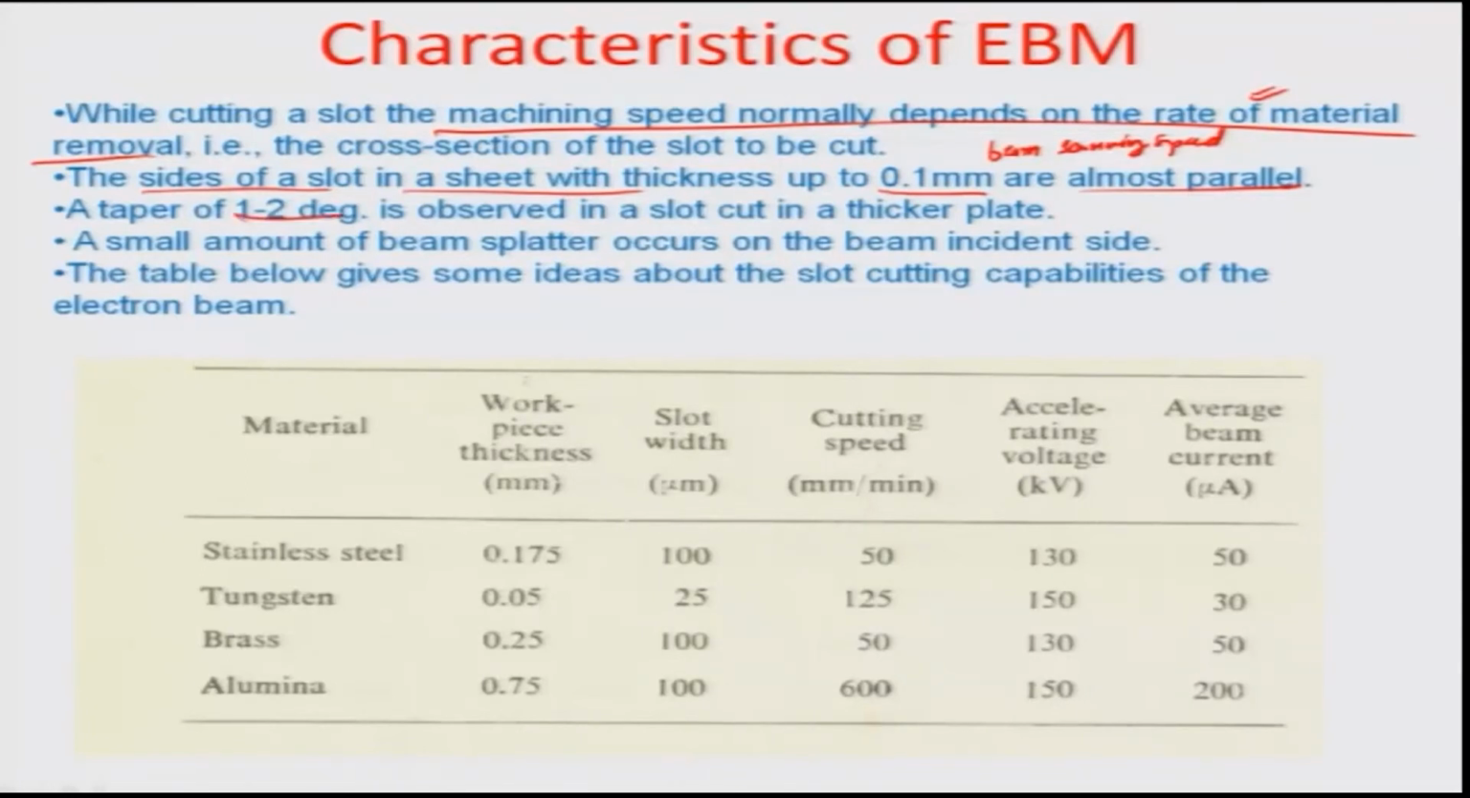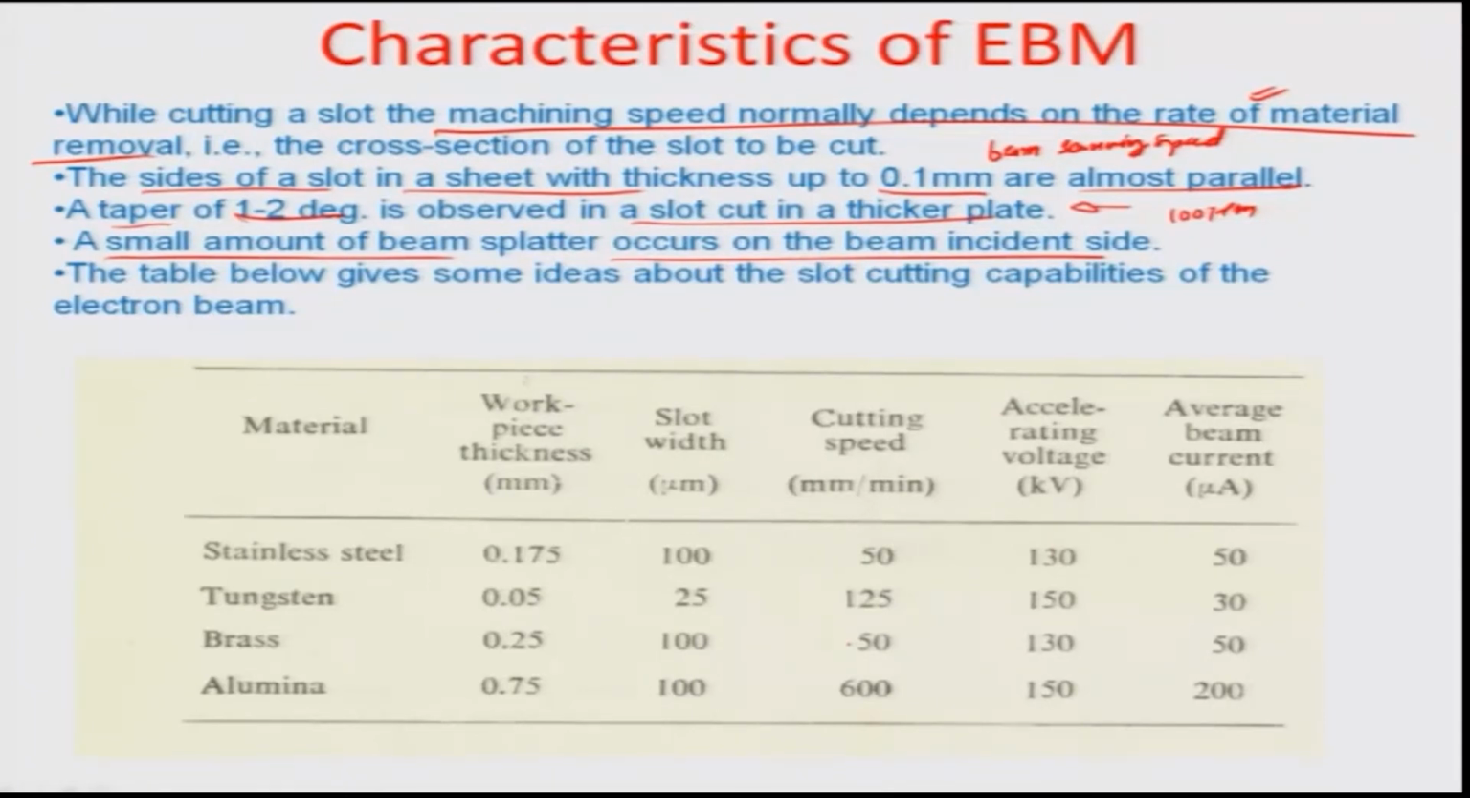So, the sides of a slot in a sheet with thickness up to 0.1 mm are almost parallel, and a 1 to 2 degree taper is observed in a slot cut in a thicker plate. Anything above 100 micron, as I had earlier told you, almost always has a taper of 1 to 2 degrees. There is also a small amount of beam splatter which would occur particularly on the beam incident side, and this may result in some kind of resolidification sometimes of the vaporized or molten material.